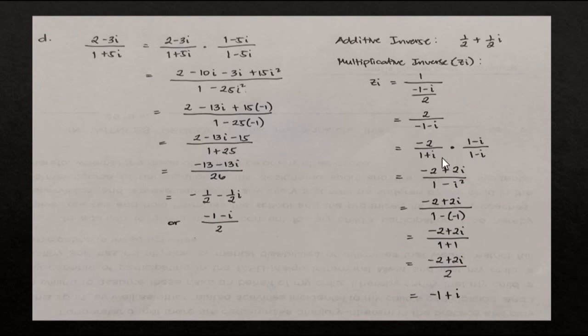So, negative 2 times 1 is negative 2. Negative 2 times negative i is positive 2i all over 1 times 1 is 1, i times negative i is negative i squared. So, copy the numerator. Negative i squared again is negative 1. So, ang denominator na nato 1 plus 1, that is 2. So, negative 2 plus 2i over 2. To simplify, negative 2 over 2 is negative 1, plus 2 over 2 is 1 times i. So, mo niyang multiplicative inverse, negative 1 plus i.